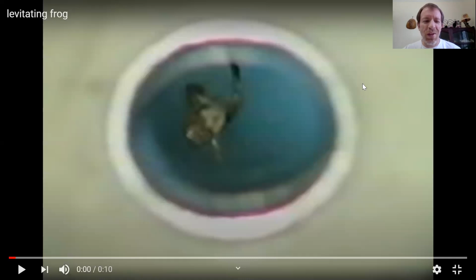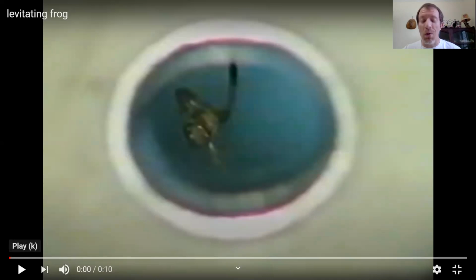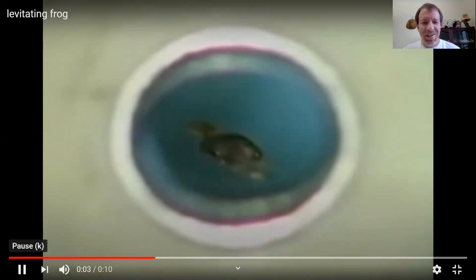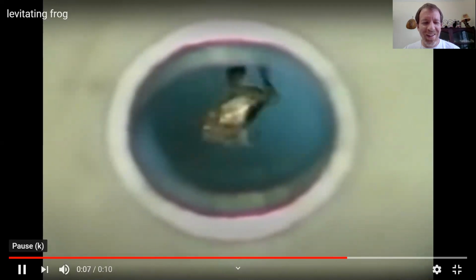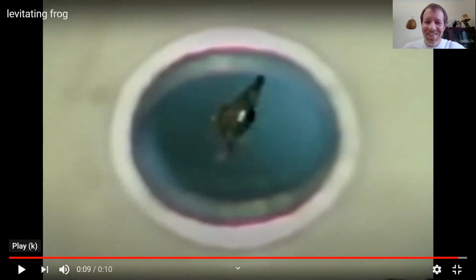What are we doing here? This is fantastic. This is a levitating frog. So how do you levitate a frog? It's got to be something to do with what we're talking about, right? It's a really strong magnetic field. It's like 10 to 12 Tesla, something like that.